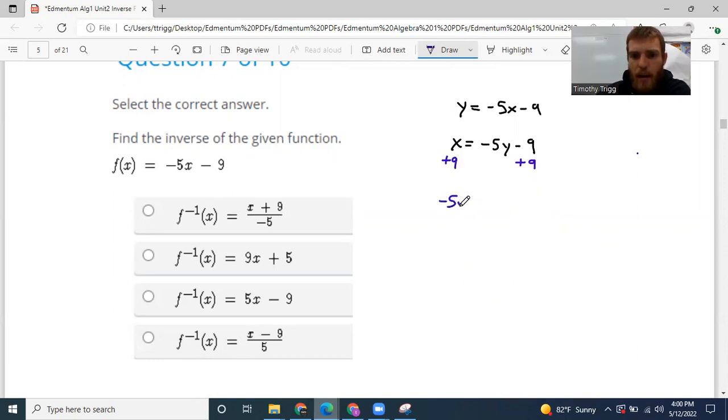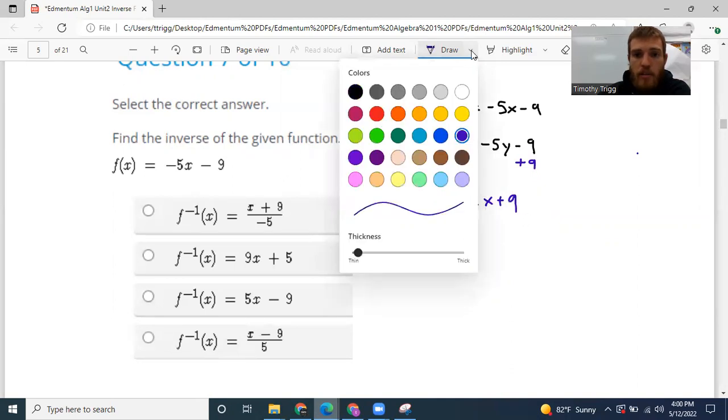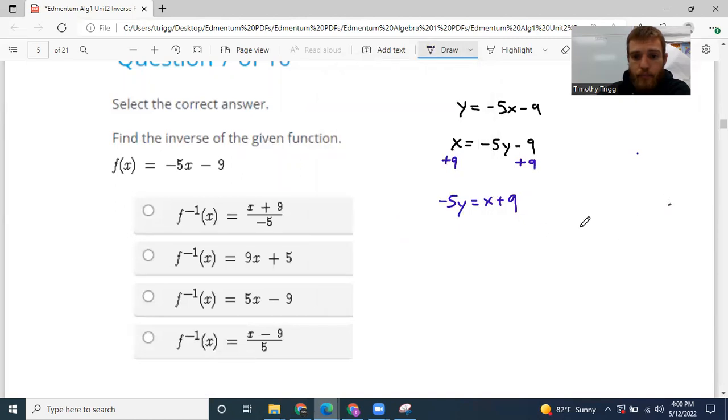I like to move my y's to the left side at this step. Divide both sides by negative 5, giving us that y equals x plus 9 over negative 5. And again, we should replace the y with f inverse of x, right?